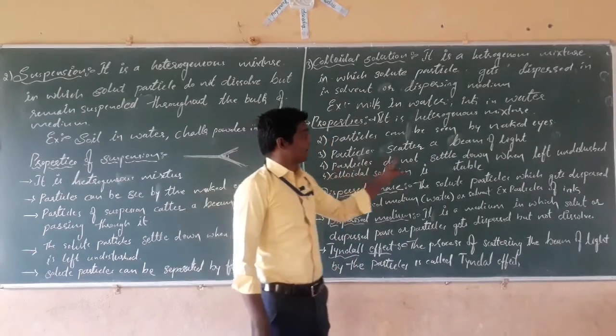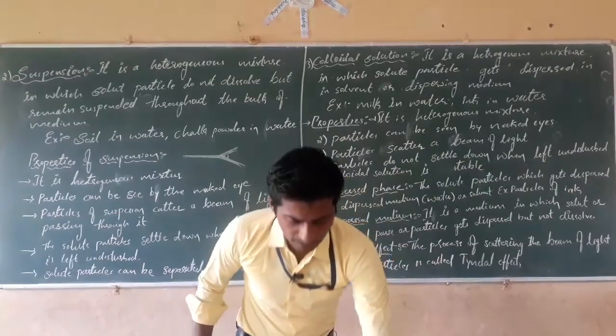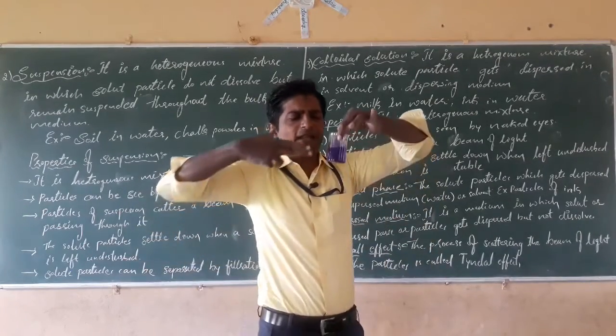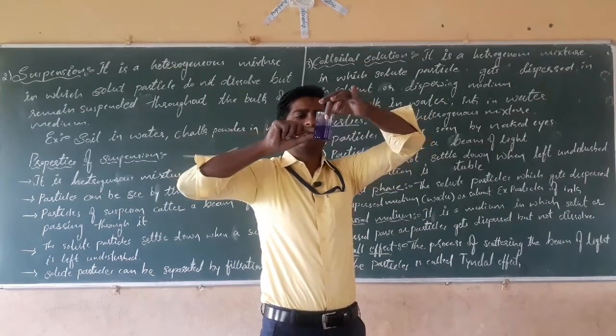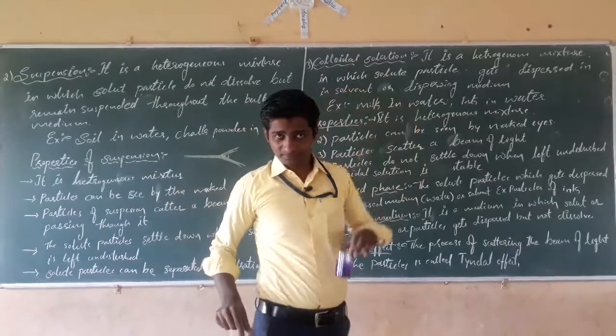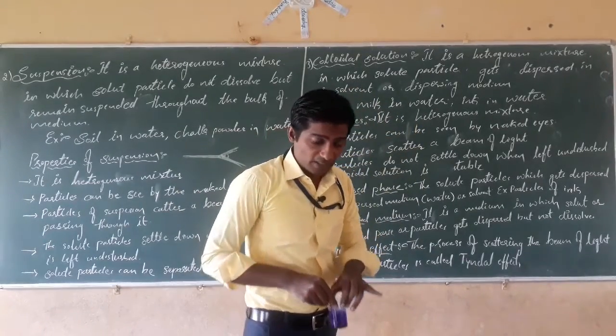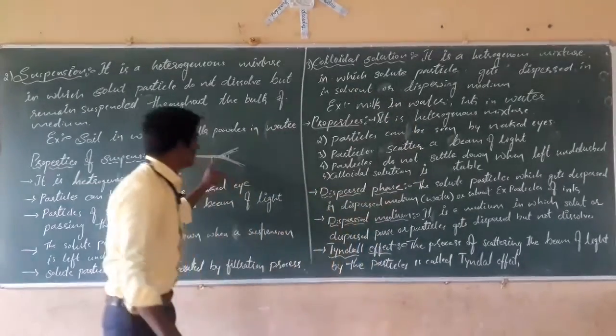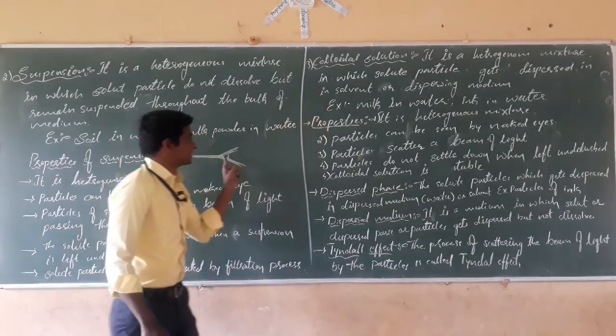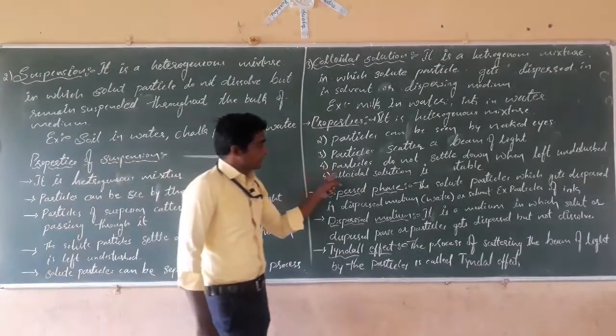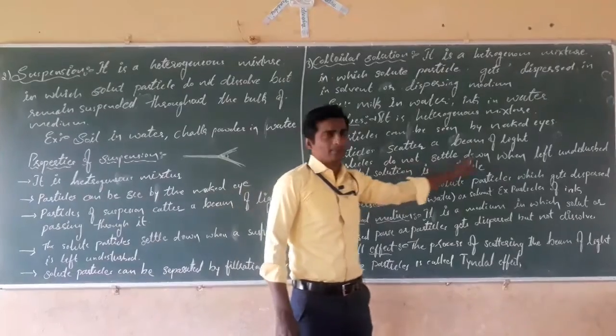See, the particles scatter the beam of light. When we pass a beam of light or a ray of light with a torch, the beam of light is visible here. It means it scatters the beam of light. Isn't it? Next, particles do not settle at the bottom.